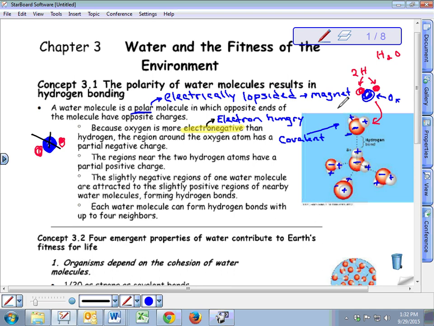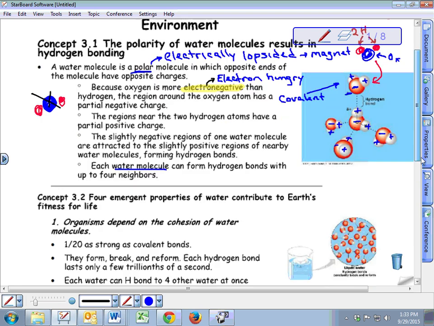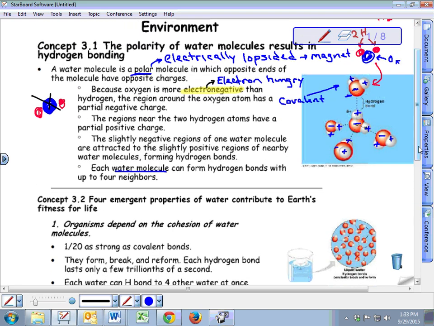Is 2 the max number of hydrogens that oxygen can bond with? Yes. Each water molecule can form hydrogen bonds with 4 neighbors, but that's because the oxygen is attracted to 2 hydrogens, and then each hydrogen is attracted to 1 oxygen. So basically, you end up with this big mesh of water molecules kind of magnetically attracted to each other. Really, magnetic is the best explanation for these kinds of bonds.